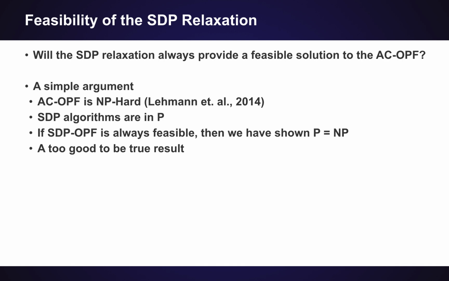Now, I'll give you a simple argument for why you should be worried about such a claim. We know from previous works that this general form of the AC-OPF problem is NP-hard, and we also know that this SDP algorithm is a polynomial time, or fast, algorithm. So if the SDP relaxation of AC-OPF was always feasible, then we would be showing something along the lines of P equals NP, so this very hard problem is easy to solve in practice. Well, easy to solve in general, I should say. And this is a too good to be true result. It would be wonderful if it was true, but it's a good reason to be skeptical.